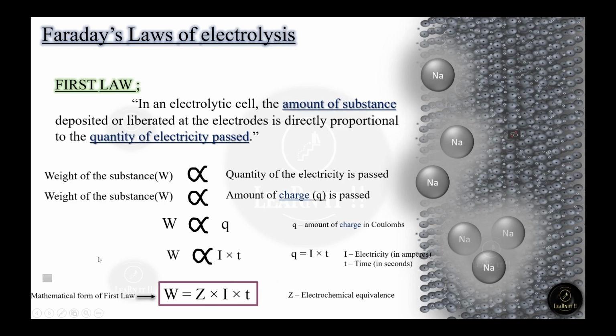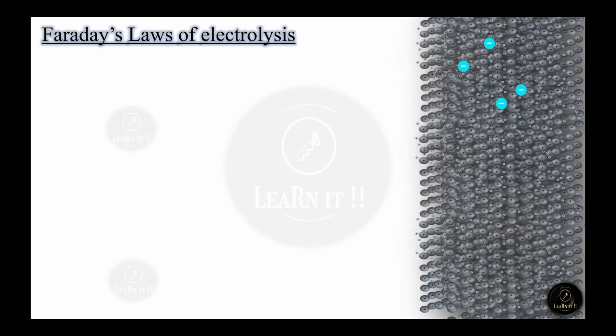Mathematical form of first law is W is equal to Z into I into T. Here Z is electrochemical equivalence, as we already discussed. It means it differs with respect to different materials or different reaction conditions. We are going to look at Faraday's second law.